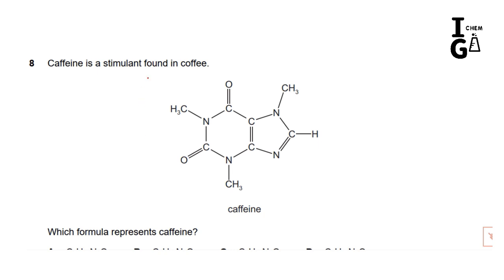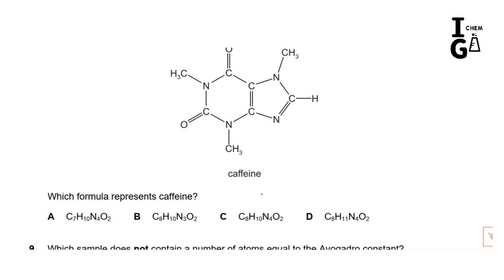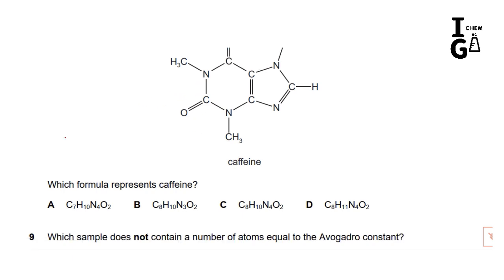Number 8. Caffeine is a stimulant found in coffee. This is a structure of caffeine. This form is like the displayed formula for caffeine. Which formula represents caffeine? Actually, it's easy to count, so we can already count the number of carbon and so on. Let's start with carbon. Here we have 1, 2, 3, 4, 5, 6, 7, and 8 carbon. 8 carbon, so it means A is not correct, and we have B, C, or D.